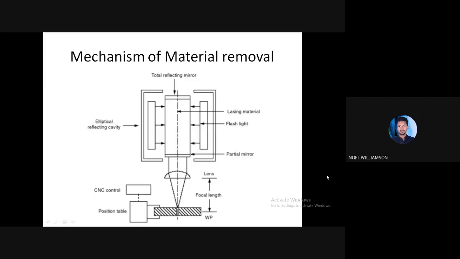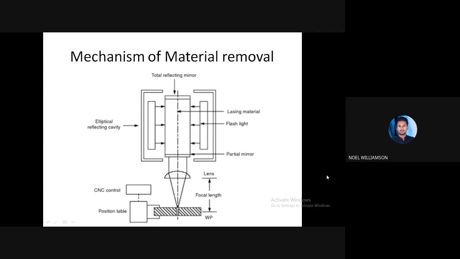Okay, in the last class we started laser beam machining. We discussed the basic mechanism, how the laser is used for cutting or drilling operations, and the basic principle behind laser beam machining. And we have seen various advantages, disadvantages, and applications of laser beam machining.